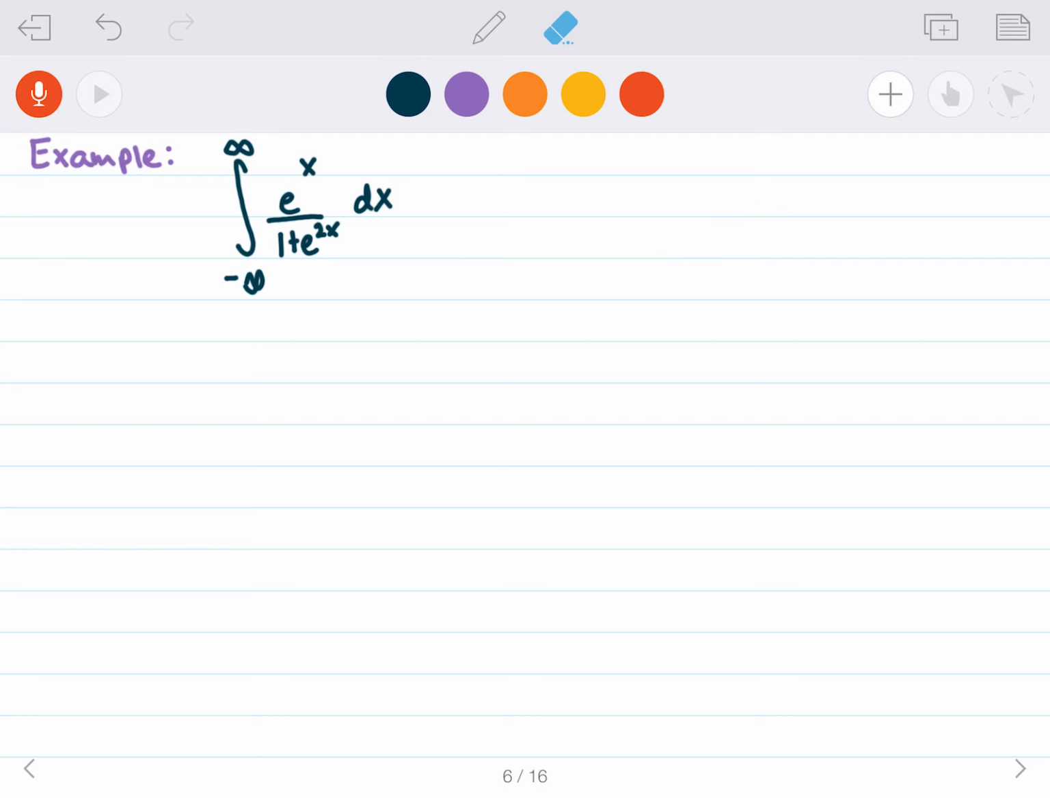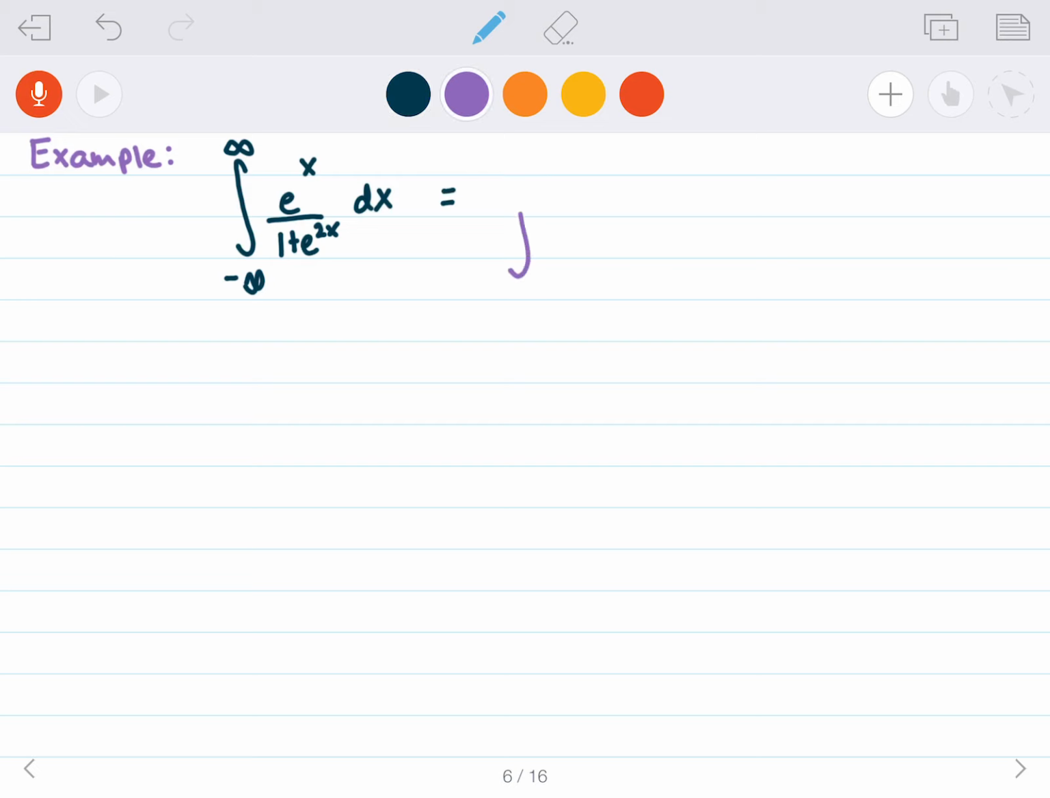What I'm going to do is just choose a random number that is nice. The number that I'm going to choose is 0. So the idea is to find the area from negative infinity to 0, and then from 0 to positive infinity. Now, I don't have to pick 0. I could pick 10, 20, 30, whatever number you want. It doesn't matter, but I'm choosing 0 just because it's easy.